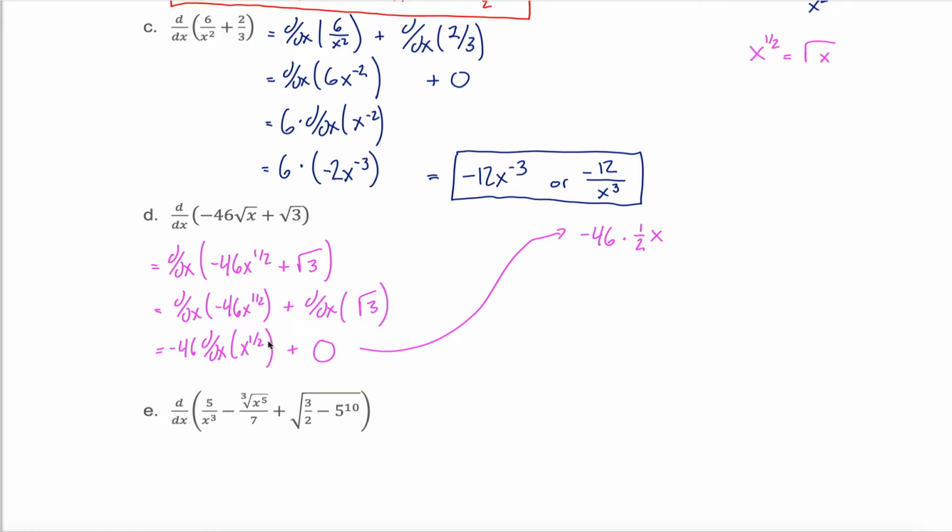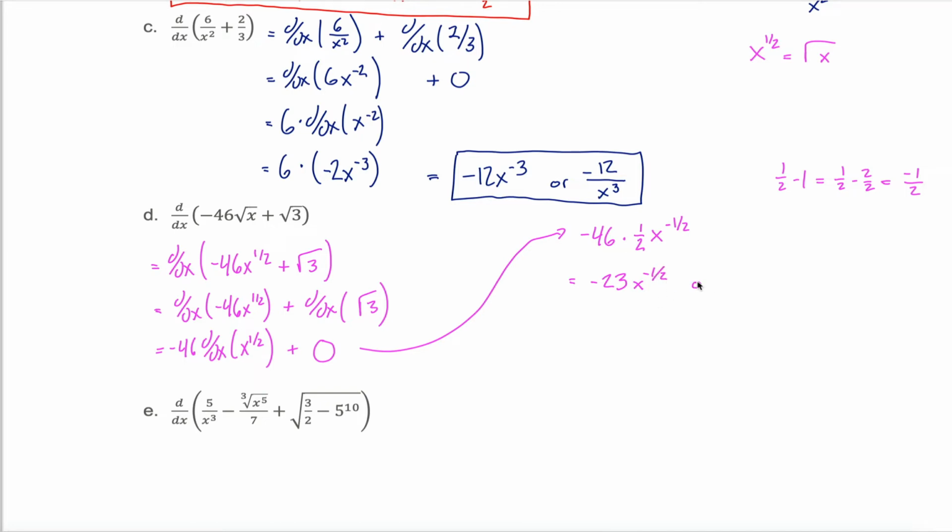So what is 1/2 minus 1? Well, 1/2 minus 1 is just negative 1/2, right? 1/2 minus 1 is the same as 1/2 minus 2/2, which is 1 minus 2, or negative 1 over 2. 1 less than 1/2 is negative 1/2, so the derivative of x to the 1/2 power is 1/2 x to the negative 1/2 power. There's no d over dx symbols left, so we're done here. Although you could simplify this a little bit. You could say 1/2 times negative 46 is negative 23. So I have negative 23 x to the negative 1/2 power.